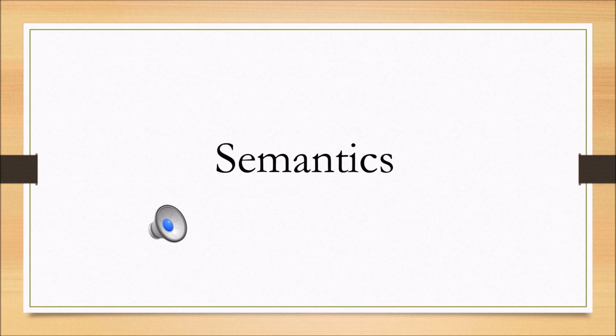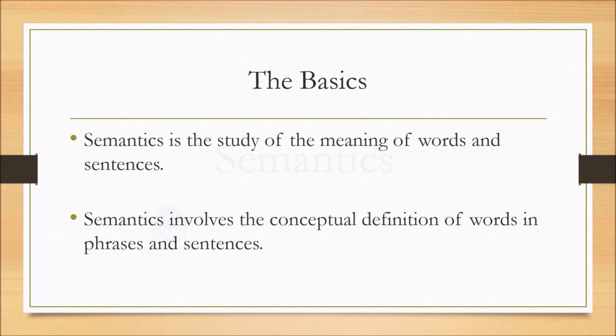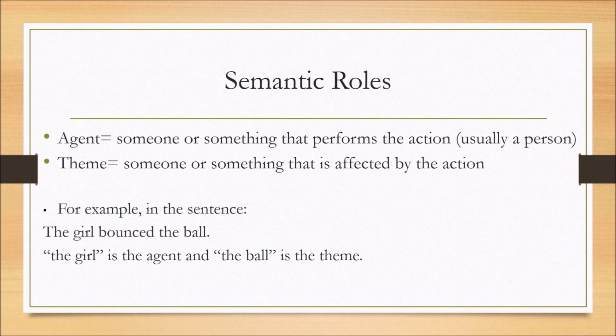According to Giorgio, in reference to our textbook, semantics is the study of meanings of words and sentences. This is more of the general meaning or conceptual meaning, so to say. When breaking down semantics, there are semantic roles. The roles are agent, which is the person or thing that performs the action. This is usually a person, and the theme, which is the person or thing being affected by the action.